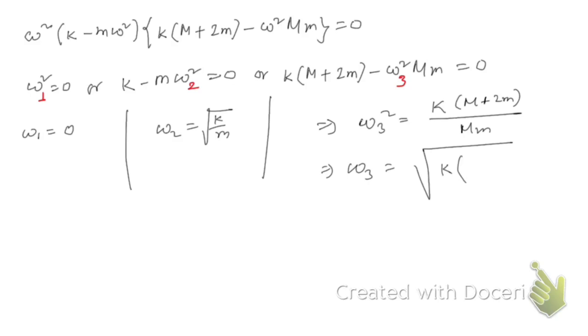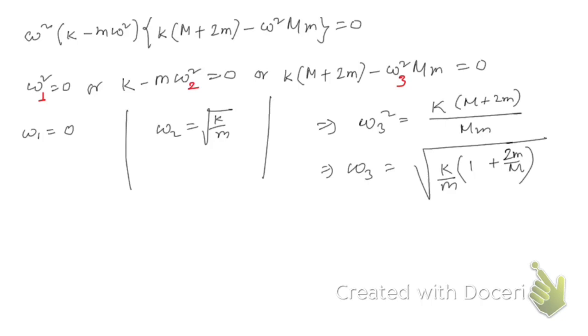K times 1 by small m plus 2 by capital M, we can write this way, right? And if you take 1 by m common, then here we have 1, here K by m, and here 2m by capital M. Hope you got it. So these are the three values we have, these are the three frequencies we have got.